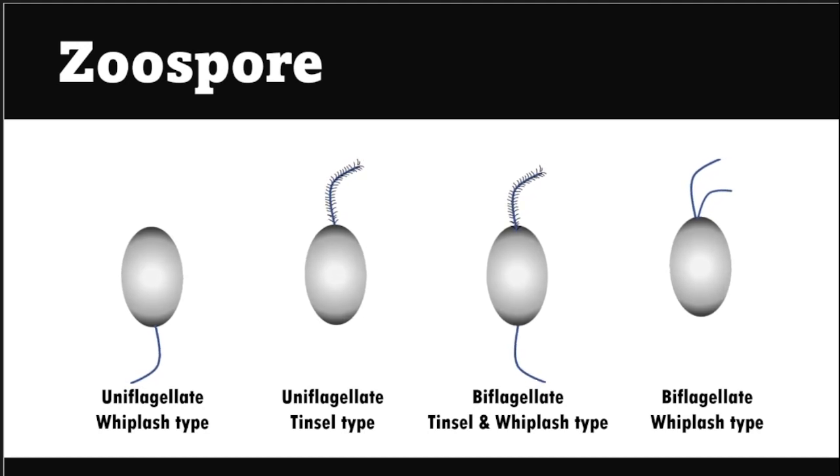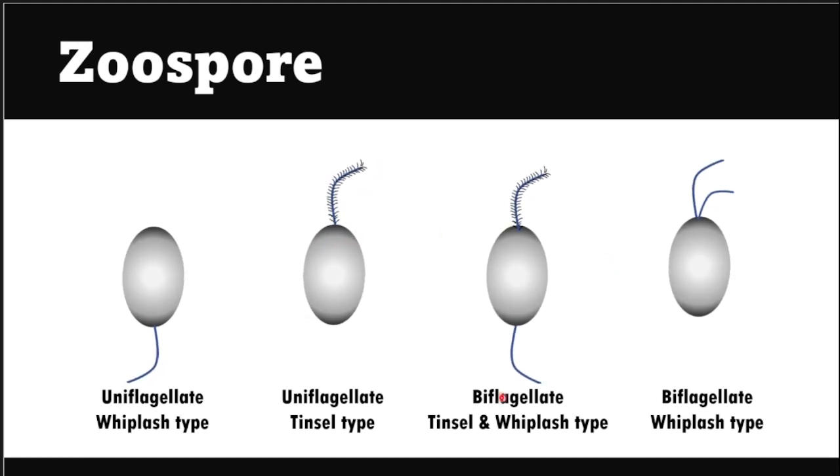uniflagellate whiplash type zoospores, which have a single whiplash type of flagellum at the posterior end of them. And there is the uniflagellate tinsel type. Tinsel refers to ornamentation, and on the anterior side of the zoospore, the swimming side, we can see the tinsel type of flagella.